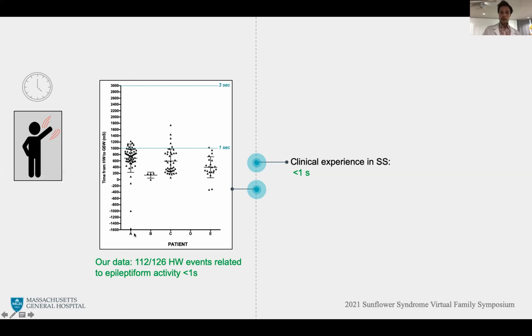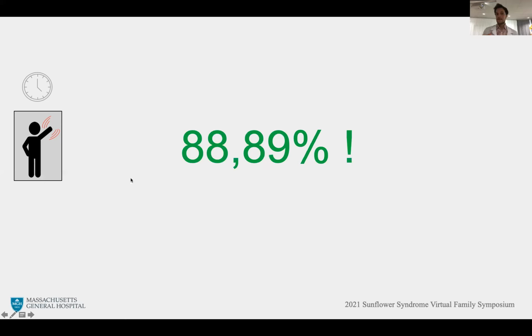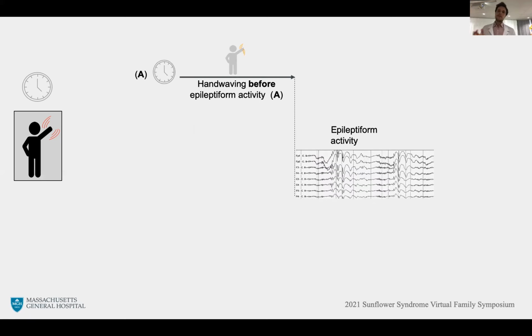And what we see for each patient, so we have these 5 patients over here, and for each patient, there are several hand waving events. And we see that most of them that were correlated with epileptiform activity are below 1 second. So actually, this is roughly 89% that's below this 1 second. So we believe that this is not self-induced because you need at least 1 to 3 seconds to talk about self-induction.